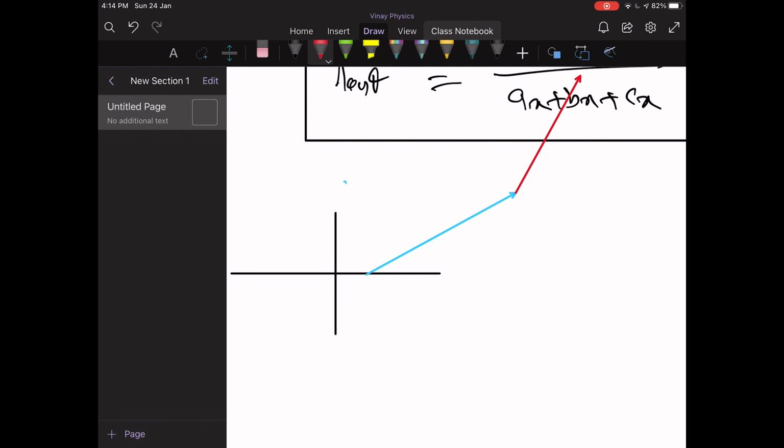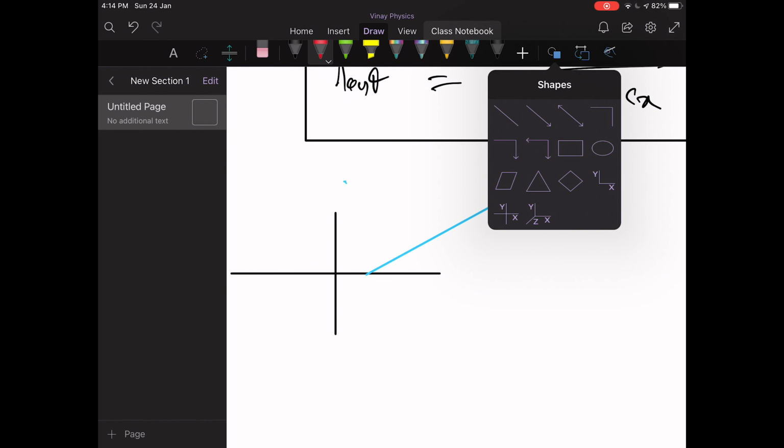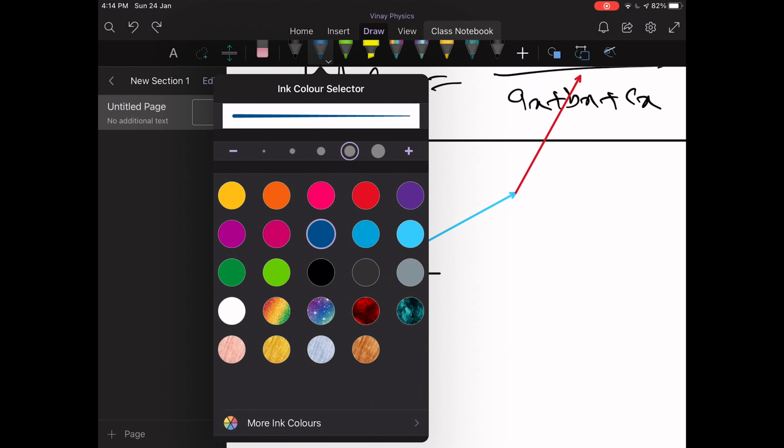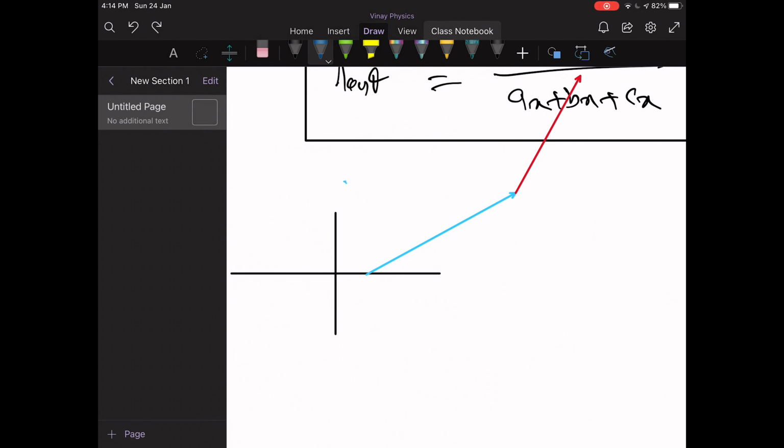Now if you want to add them, life is very simple. We can just draw the third line, let us say in another color, this blue, and addition would be nothing but this particular vector.